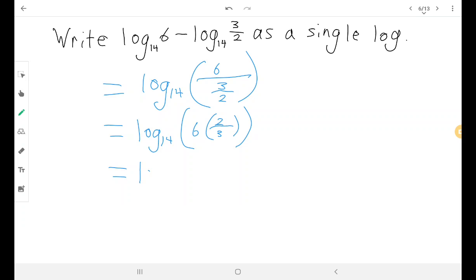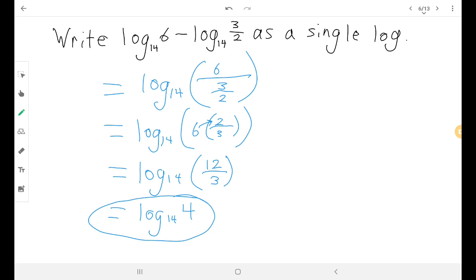And then when you multiply fractions by not fractions, you multiply to the top. So this is 6 times 2 is 12 over 3. And then 12 divided by 3 is 4. So log base 14 of 4 becomes our final answer. I'll pause for a moment, let you look at that, see if there are questions. There being no questions, I'll move on.